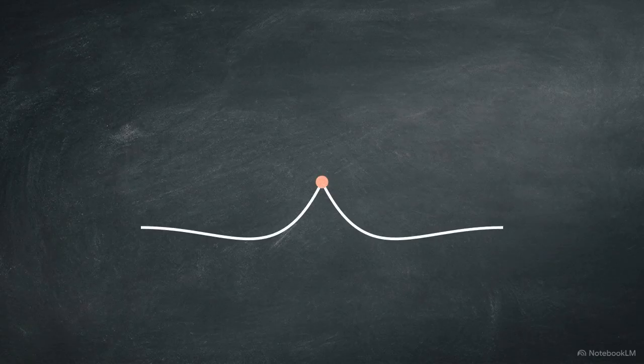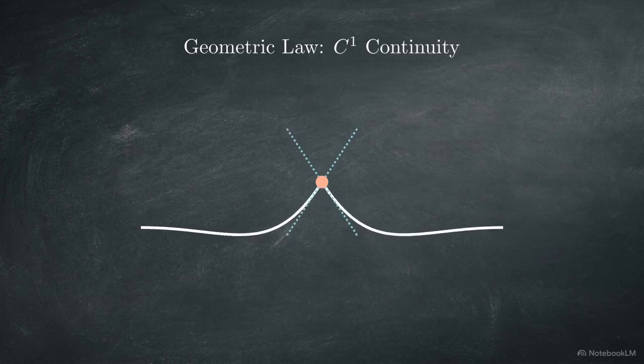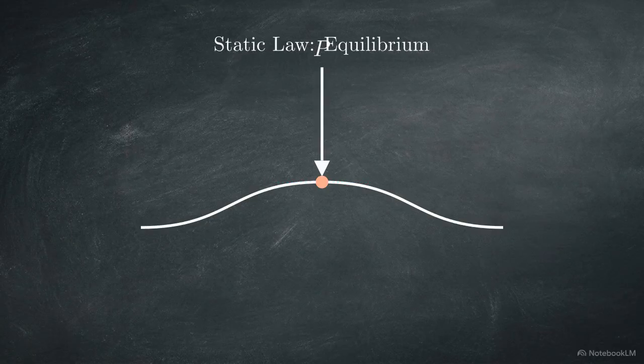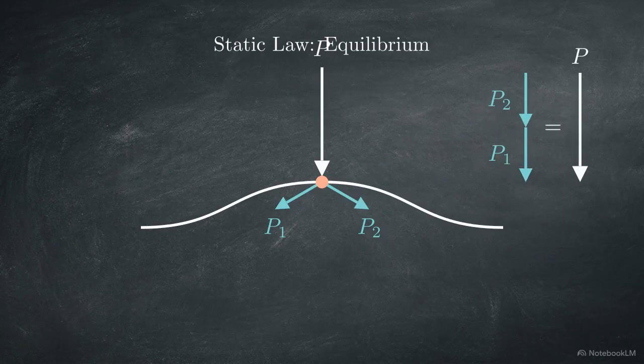The first law of this assembly is geometric. The displacement and slope at the end of the first element must perfectly match the beginning of the second element to ensure the material remains physically continuous. The second law is static equilibrium. Any applied concentrated load at that shared node must be divided properly among the connecting elements.